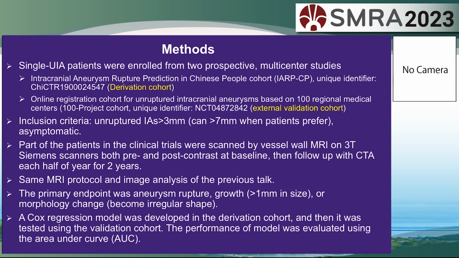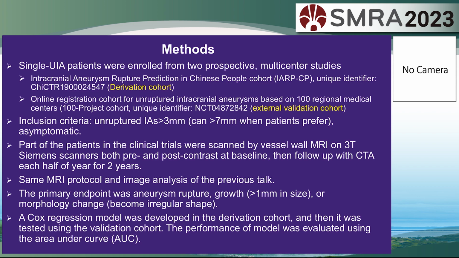So we involved single UIA patients from 2 prospective multi-center studies. The first one is the IARP study, used as a derivation cohort, and the second one is the 100 project cohort, used as an external validation cohort. The inclusion criteria is unruptured aneurysm more than 3 millimeters. Some patients have more than 7, and we still include them if the patient prefers not to treat. And all of the aneurysms are asymptomatic.